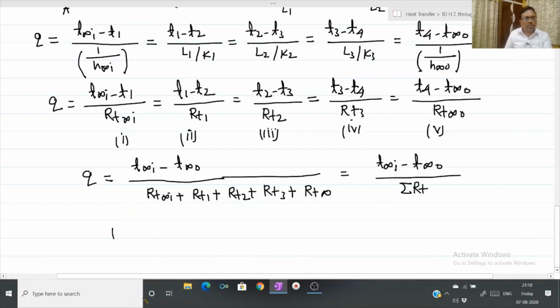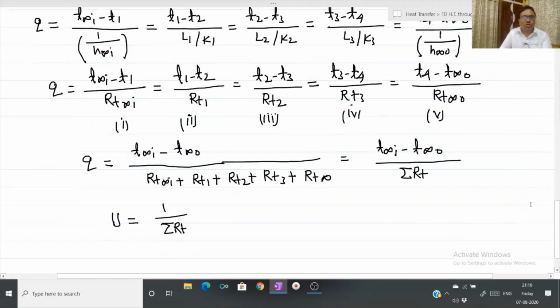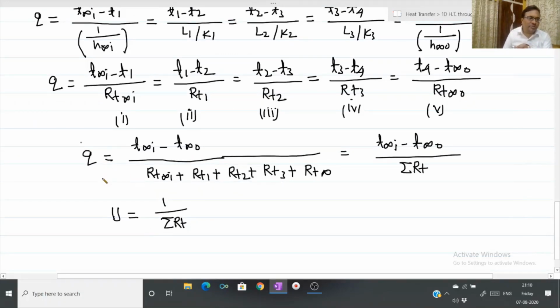Similarly, what is the relationship between overall heat transfer coefficient and total thermal resistance? It is nothing but U is equal to 1 over summation of RT. So in order to calculate heat transfer rate, total thermal resistance, and overall heat transfer coefficient, we need to calculate individual thermal resistance. Okay.